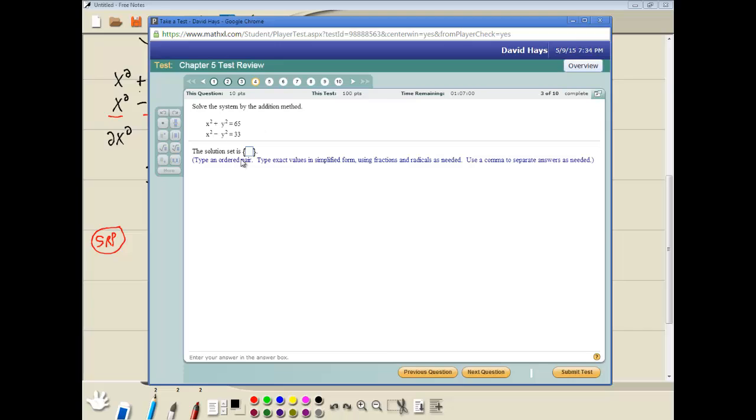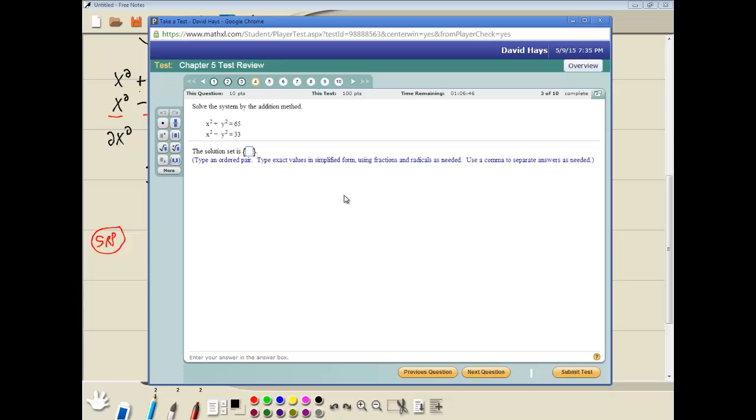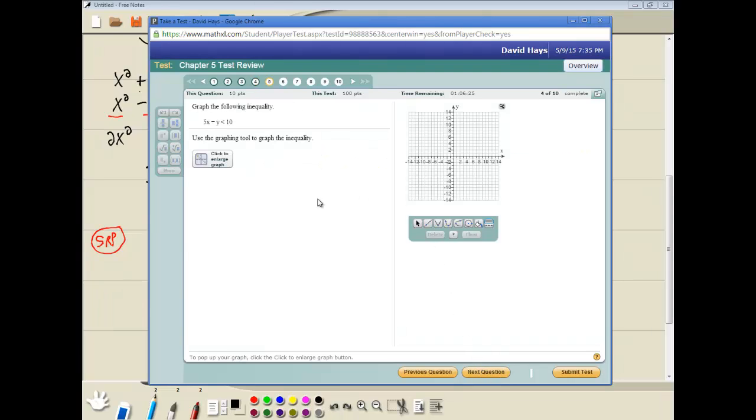Probably the tricky part will be entering this in. Type an ordered pair, type exact values in simplified form, use a comma to separate answers as needed. Okay, so I got -7, -4, comma, -7, +4, comma, 7, -4, comma, 7, +4. There's the phone. Next question.